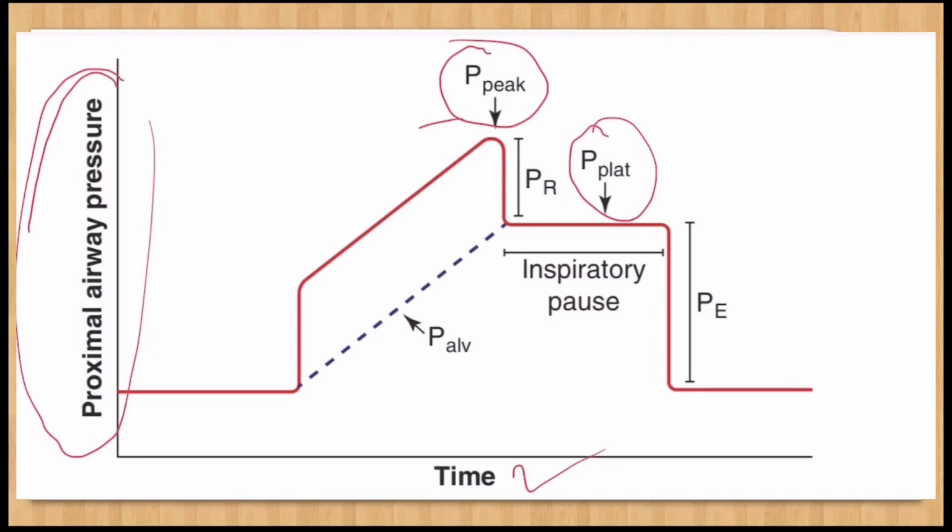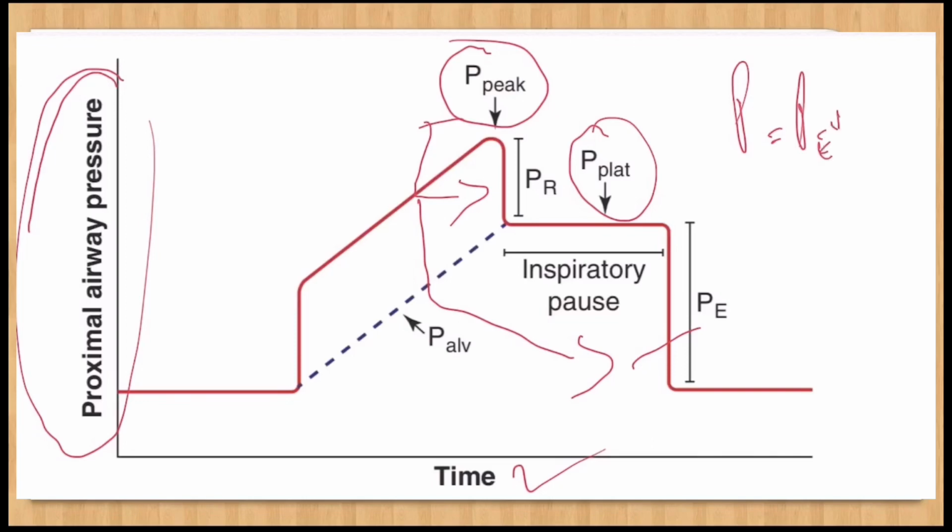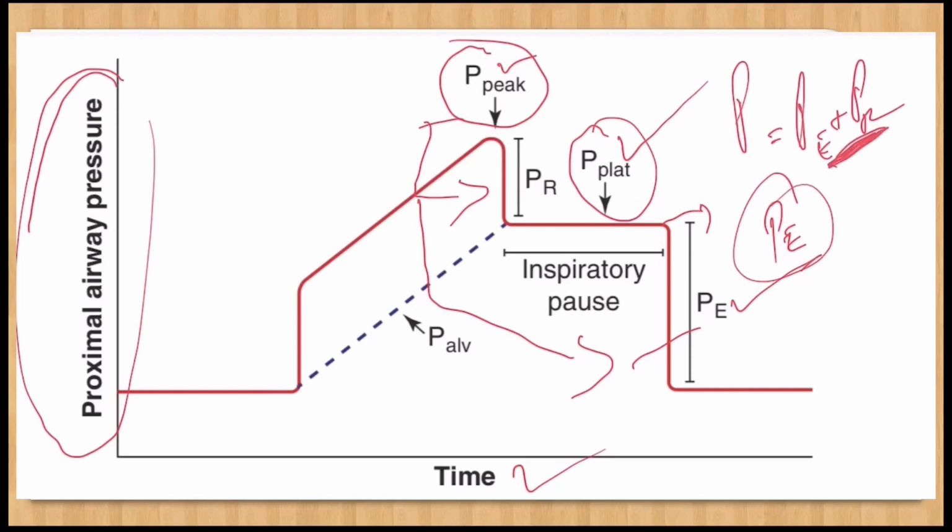Now, peak airway pressure is a result of this resistive component and of this elastic component. So peak is a result of the elastic component plus the resistive component. You can see this plateau pressure is a bit lower than the peak pressure. It is a result of the elastic component. So in peak, both resistive as well as elastic components are present. In the plateau pressure, only the elastic component, which depends upon the lung compliance and the chest wall.